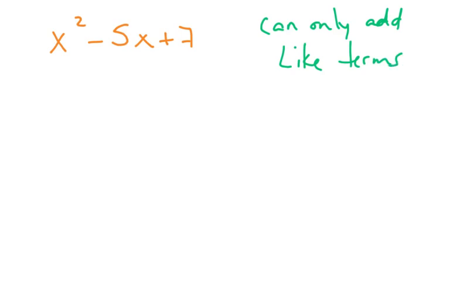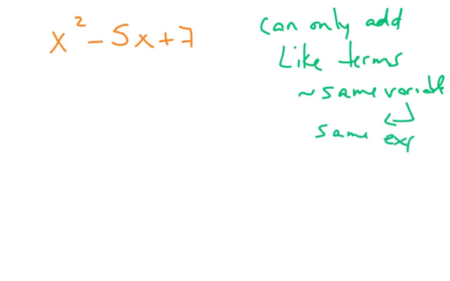Like terms are terms that are alike. No, that's a terrible definition. Like terms have the same variables, and the variables have the same exponents. So there's 2 parts to it. I cannot combine an x squared with an x because the exponent on the x squared is this 2, and the exponent on the x, if there's no exponent up there, is always a 1.